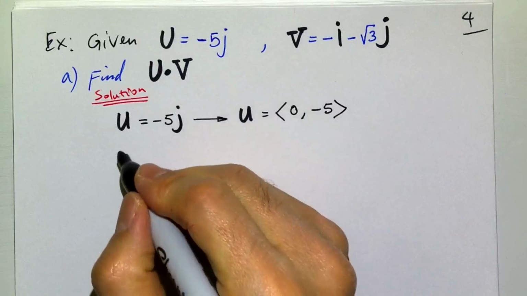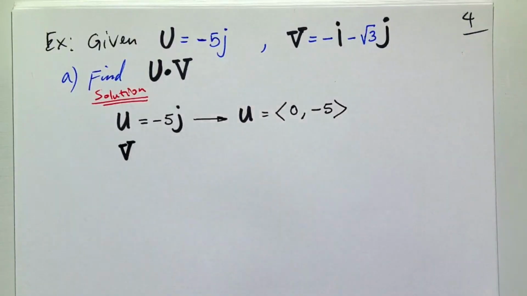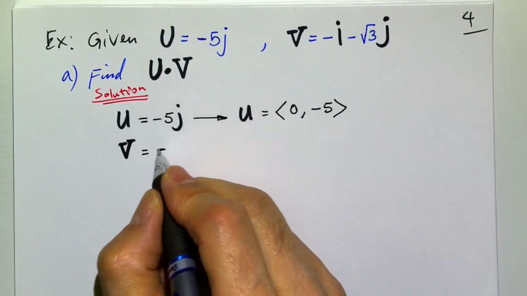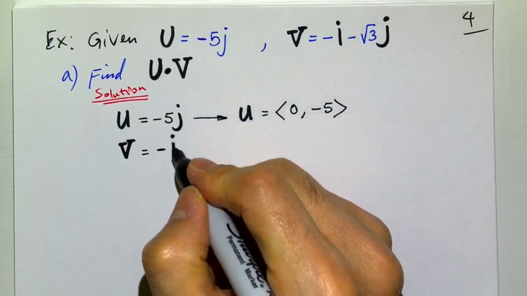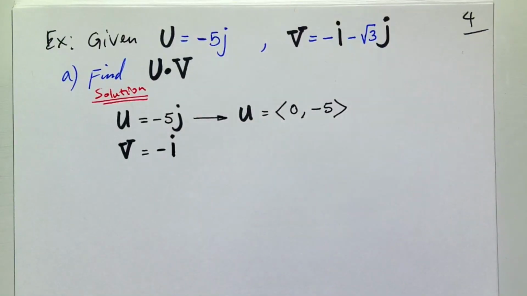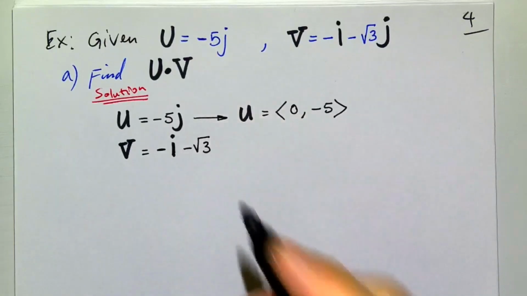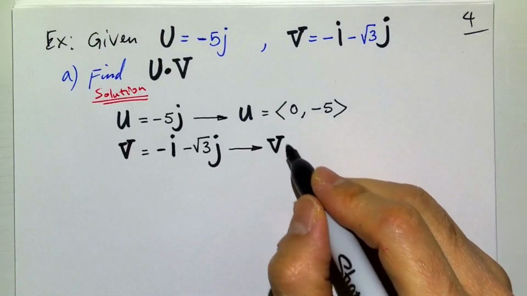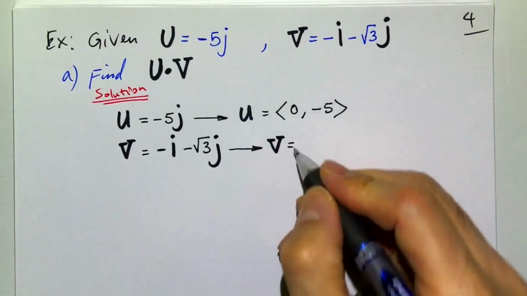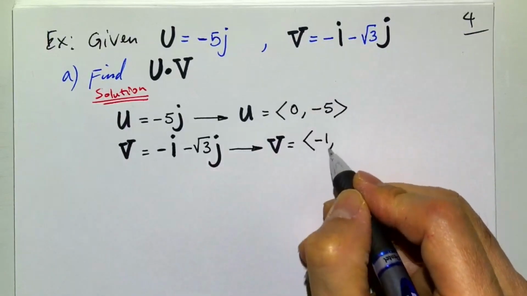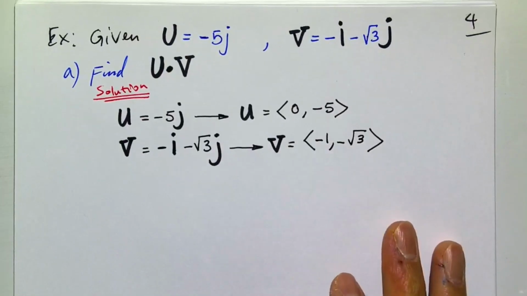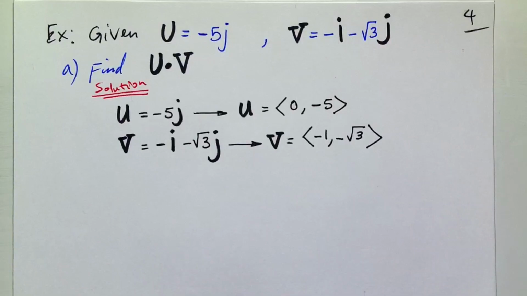By the same token, for vector v, which is negative i minus square root of 3j, the vector component form would be equal to negative 1, comma, negative square root of 3. Okay? All right, so now we can calculate the dot product.